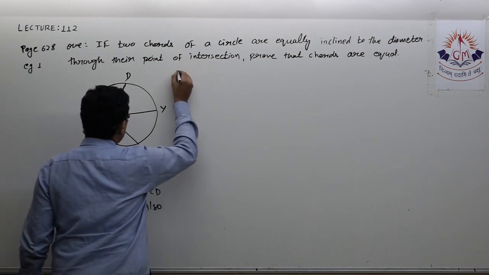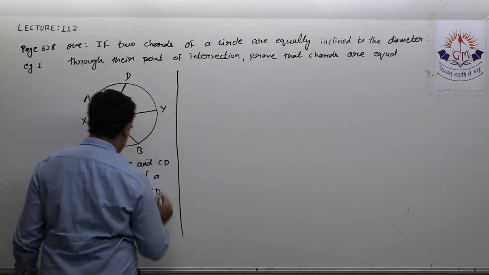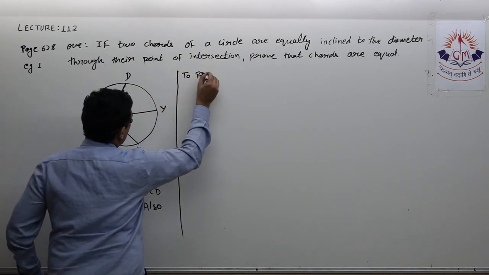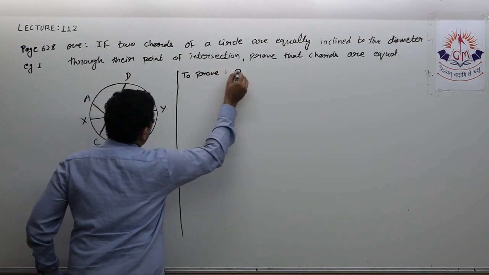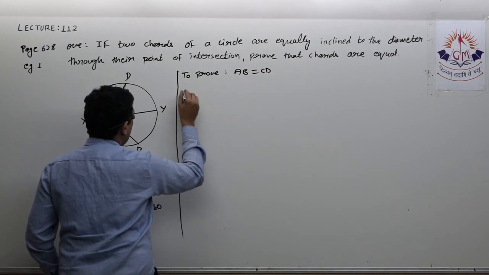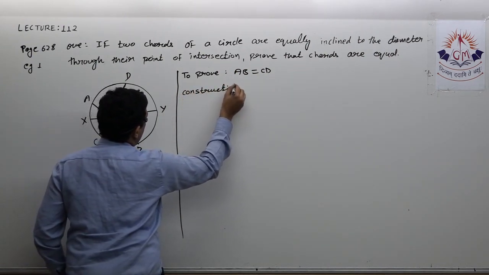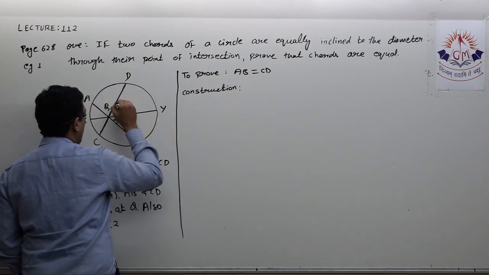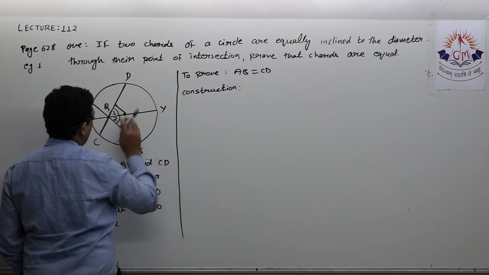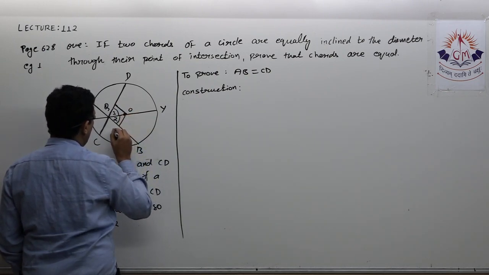So let us see how to prove this. That means we have to prove AB is equal to CD. A small construction is required. See, draw OM and ON.